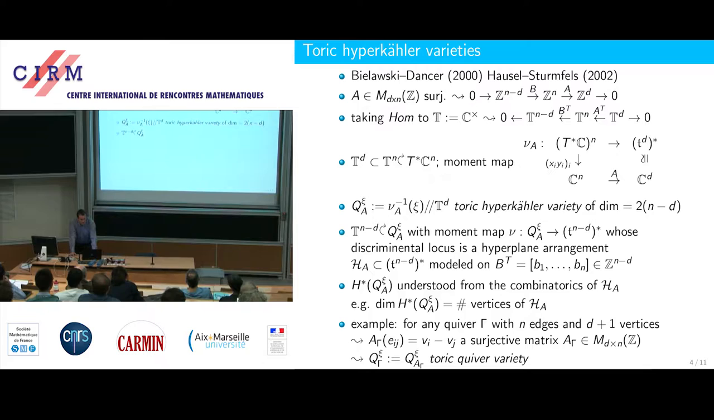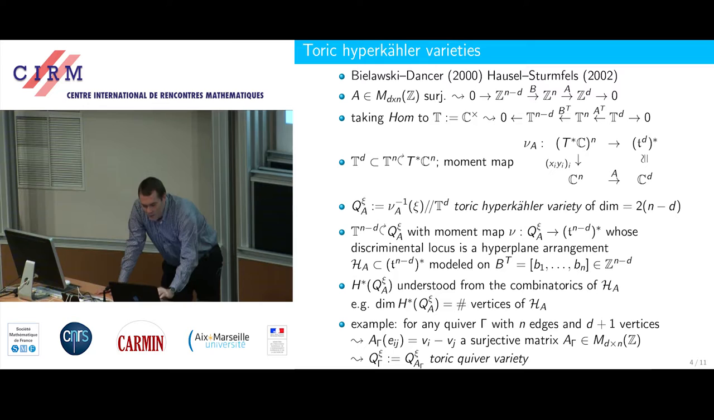It still acts on the level set and commutes with the action of T^d. So it still acts on the toric hyperkähler variety. And this is the largest dimensional torus which can act in a symplectic way. And that's why we call it a toric hyperkähler variety.